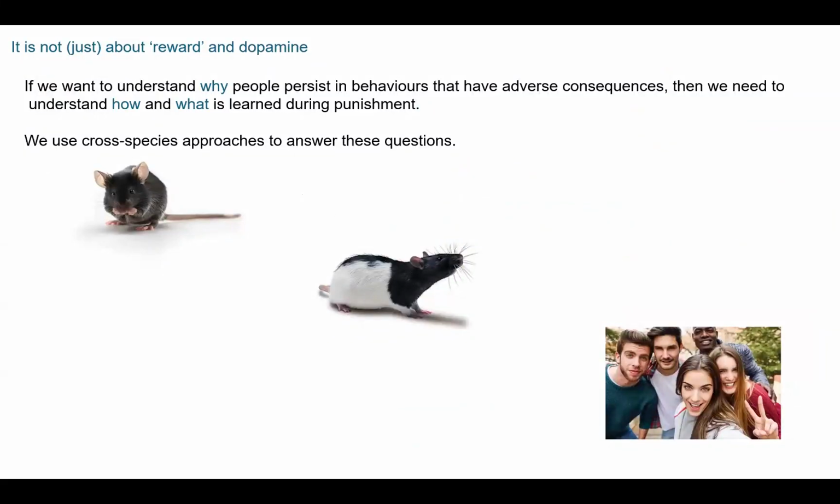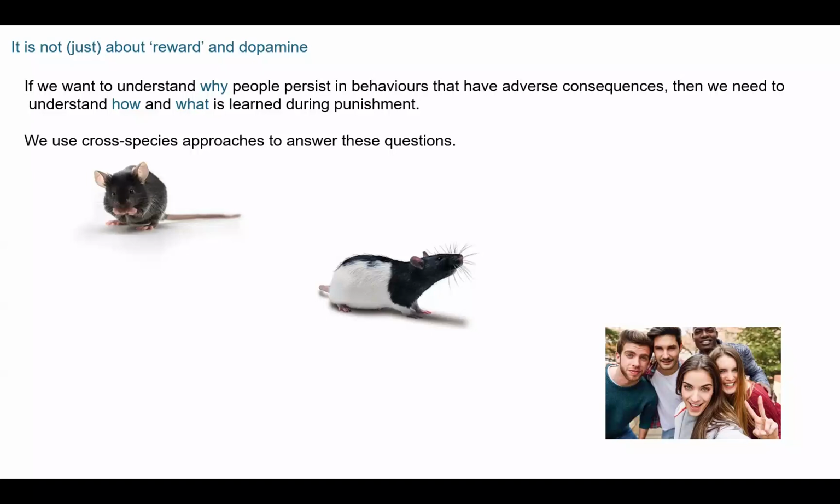What I want to persuade you of today is that learning about the adverse consequences of our actions is not just, and perhaps not even, about dopamine. It's far more interesting than that. And more specifically, if we want to understand why people persist in behaviours that are having adverse consequences, then we need to understand how they learn about punishment, and we need to understand what they learn about punishment or about their actions.